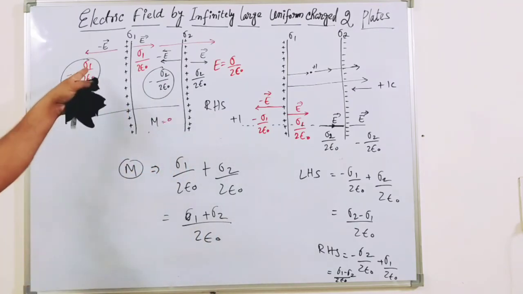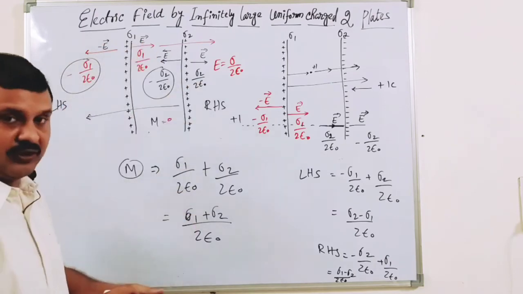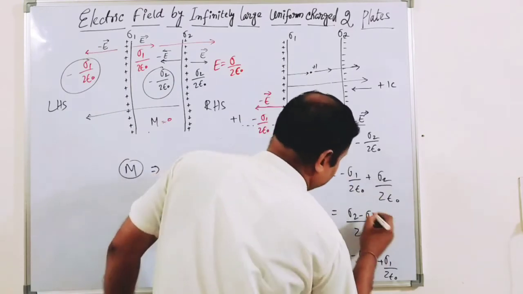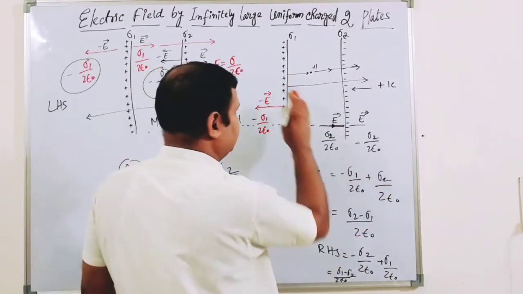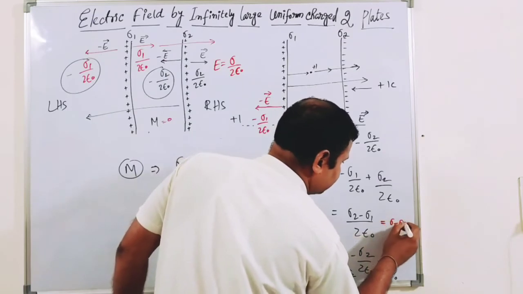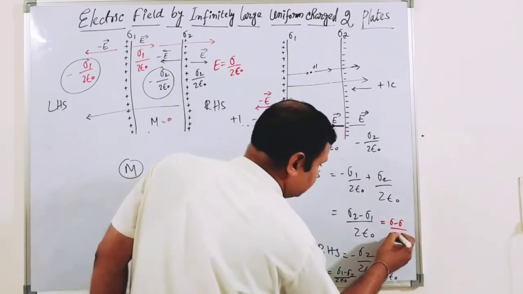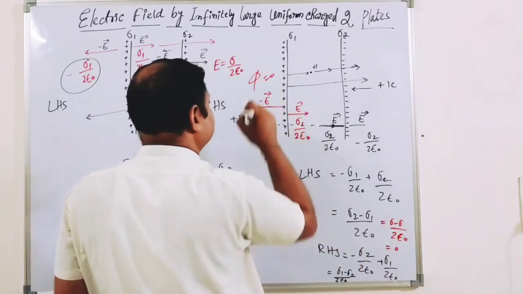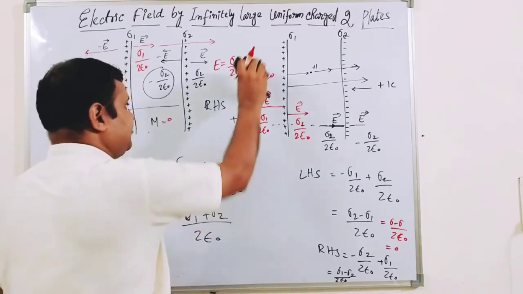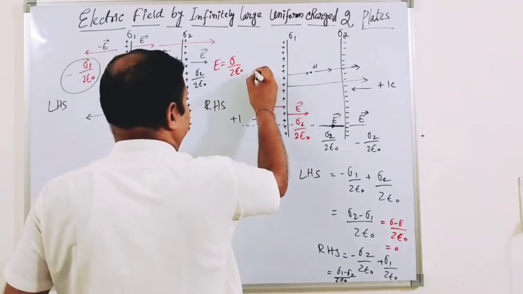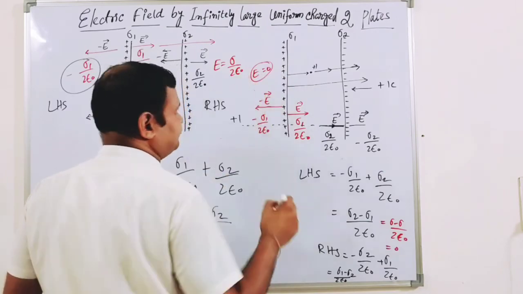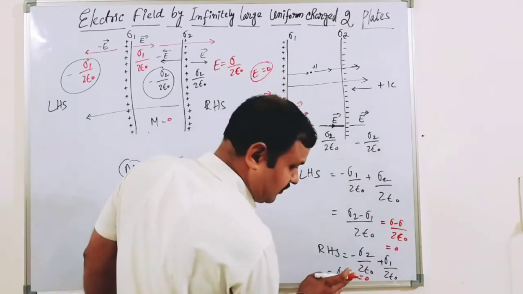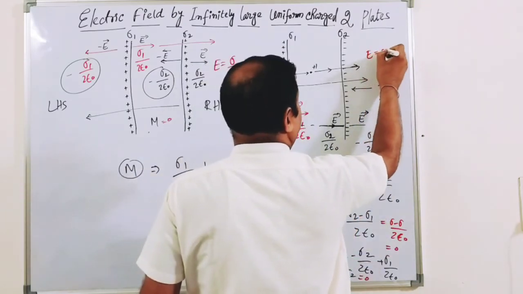Now, if sigma 1 equals sigma 2, what will happen? In that particular case, outside it will be sigma minus sigma. If both are the same, sigma, over 2 epsilon naught, this is 0. That means the electrical field here is 0. Similarly, here also the electrical field will be 0, because it is sigma 1 minus sigma 2.